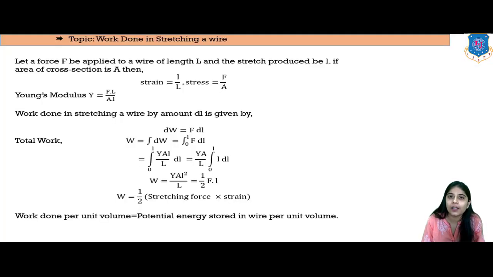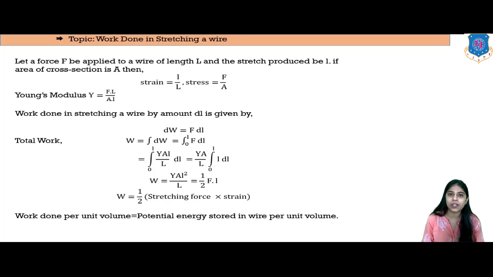So let us consider that a force F is applied to a wire whose original length is L and whose cross section area is A. If we want to find the work done in stretching this wire, consider small l as the stretch or extension produced due to the applied force F. We know that stress is force per unit area and strain is change in length upon original length. So stress will be F by A and strain will be small l by capital L.